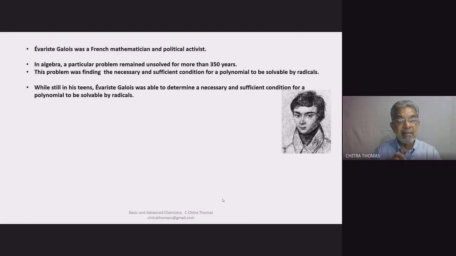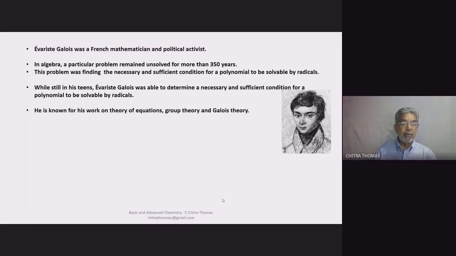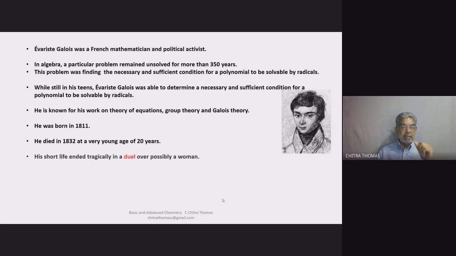While still in his teens, Évariste Galois was able to determine the necessary and sufficient condition for a polynomial to be solved by radicals. So he was a born genius. He is known for his work on the theory of equations, group theory, and Galois theory. He was born in 1811. He died in 1832 at a very young age of 20 years.